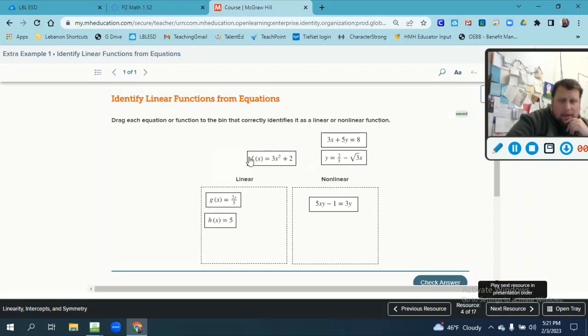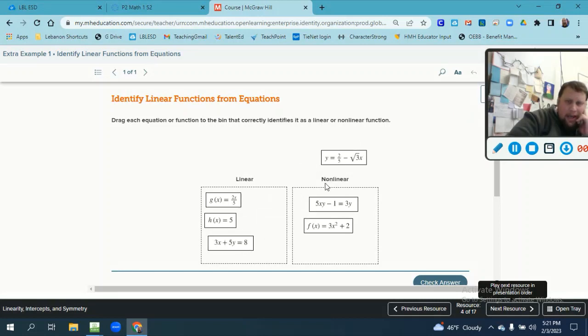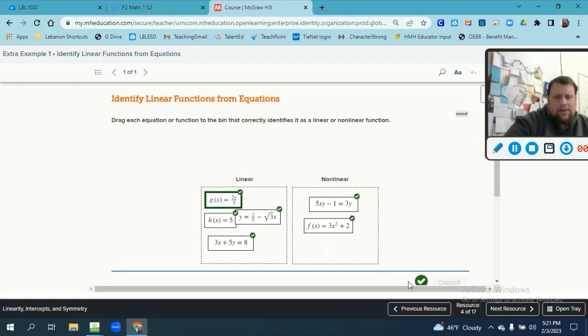It's linear. F of x equals 3x squared plus 2. Nope, there's an x squared. Doesn't work. 3x plus 5y equals 8. Yeah, absolutely that works. And look at this one. I bet you were thinking it doesn't work, but that square root is just above the 3, not the x. This absolutely works. Let's check our answer.